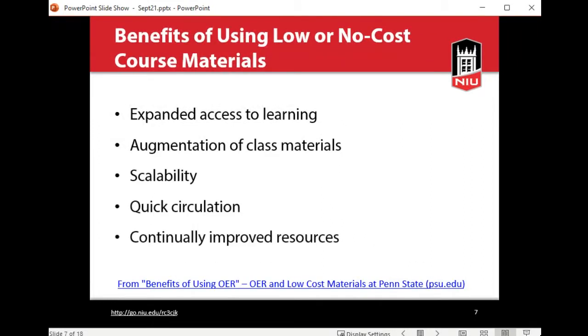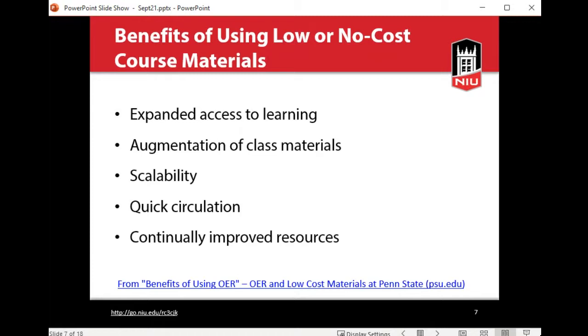So these are some of the benefits of using low or no cost course materials. And obviously the most important benefit is that low or no cost materials expand access to learning. A recent study showed that 2 out of 3 students surveyed did not purchase their assigned course materials due to cost. And as you know, this really does impact academic success.